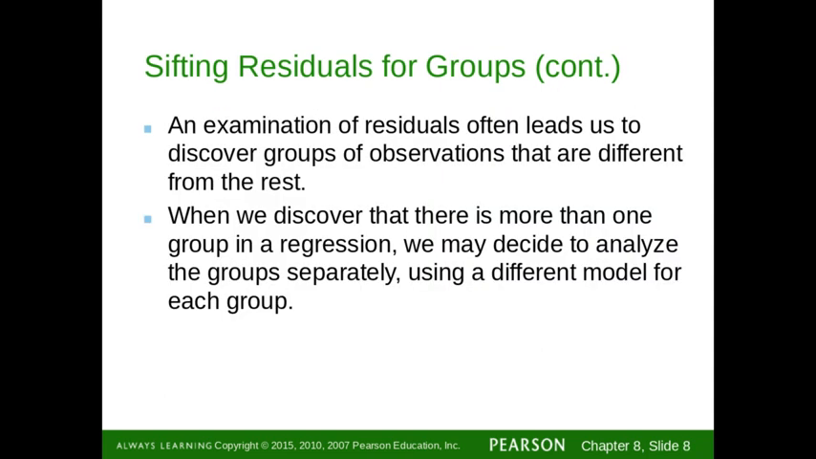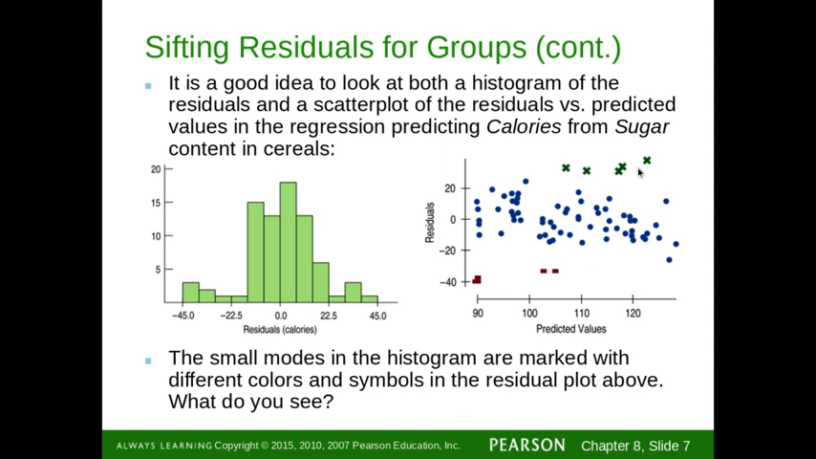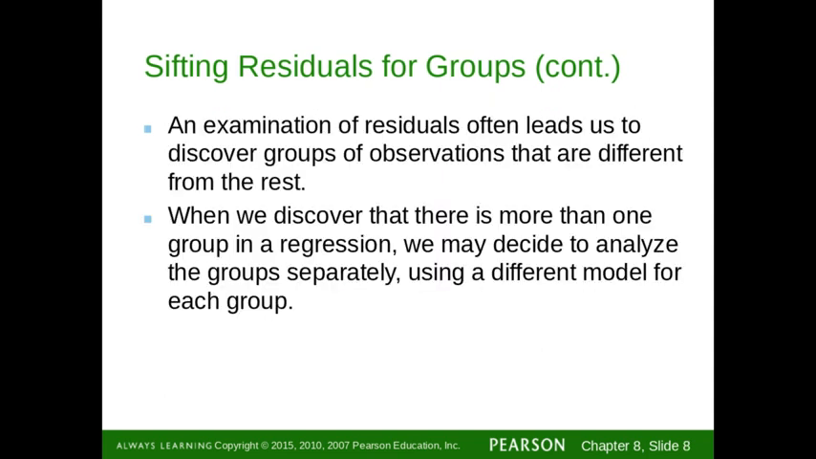An examination of the residuals often leads us to discover groups of observations that are different from the rest. In other words, look at this. What are these guys doing over here? How does that relate to these guys over here? I mean, what's going on? Okay. An examination of the residuals often leads us to discover groups of observations that are different from the rest. When we discover that there is more than one group in the regression, we may decide to analyze the groups separately by using a different model for each group.